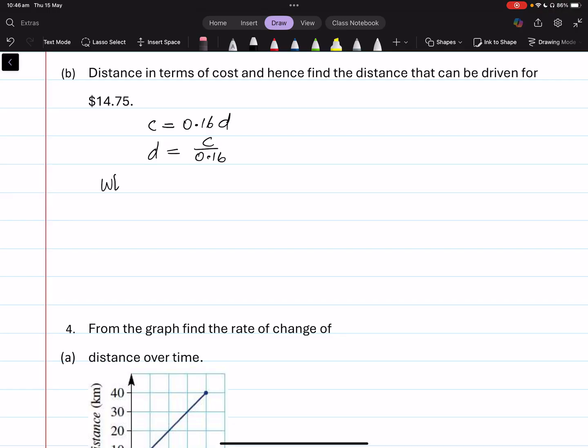All right, so now I can answer the next part of the question. When the cost is equal to 14.75, that's how much money we have to spend on our petrol, the distance is going to equal 14.75 divided by 0.16, which comes out to be 92.1875 kilometres. So that's how far it can be driven on $14.75.